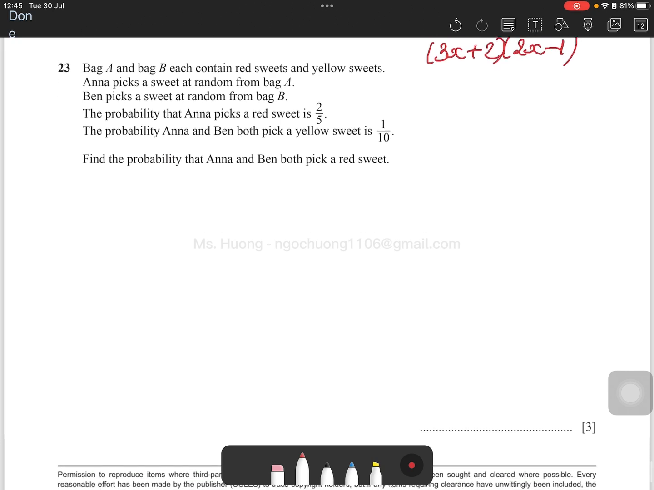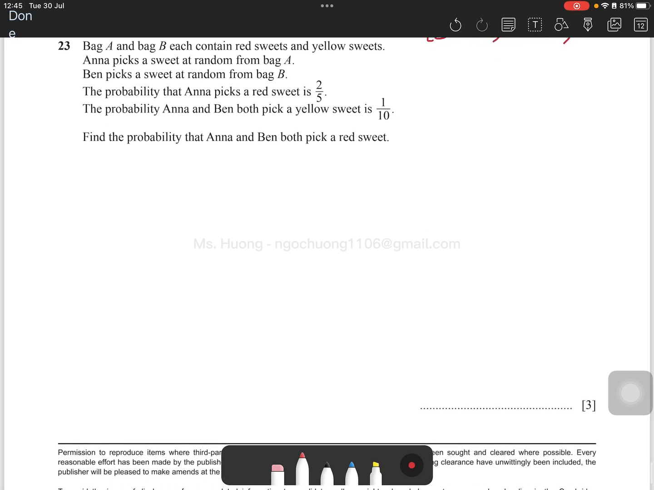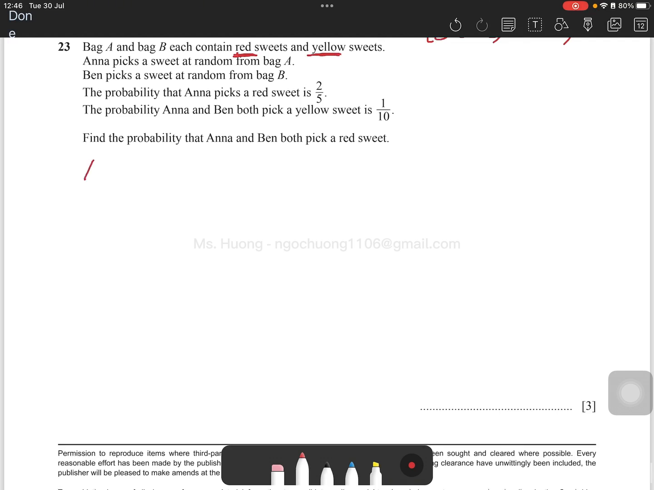Question 23. Bag A and bag B contain some red and yellow sweets. Anna picks a sweet at random from bag A. Ben picks a sweet at random from bag B. The probability that Anna picks a red sweet is 2/5. The probability that Anna and Ben both pick a yellow sweet is 1/10. So find the probability that Anna and Ben both pick a red sweet. For this question, we need to draw a tree diagram. The first one is for Anna.